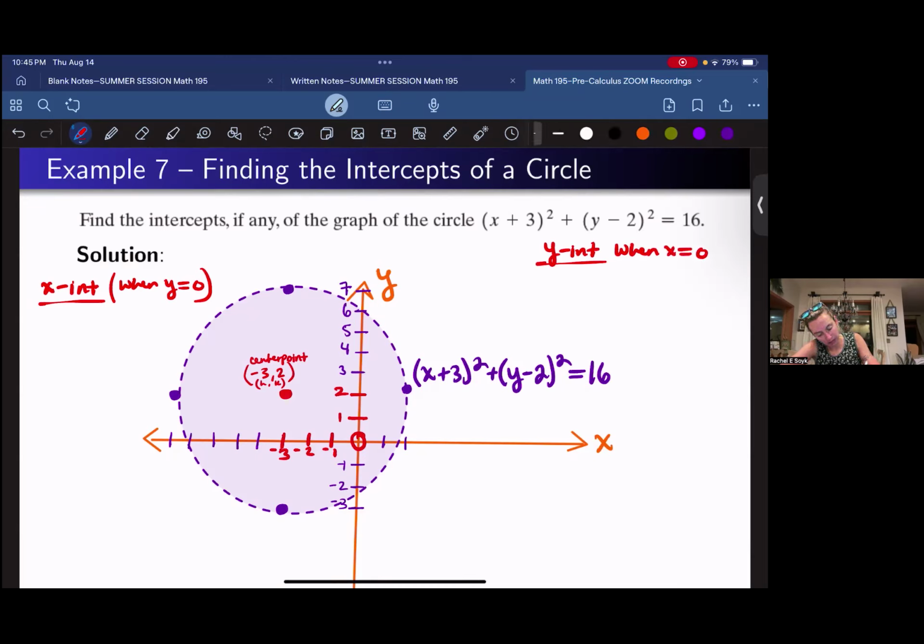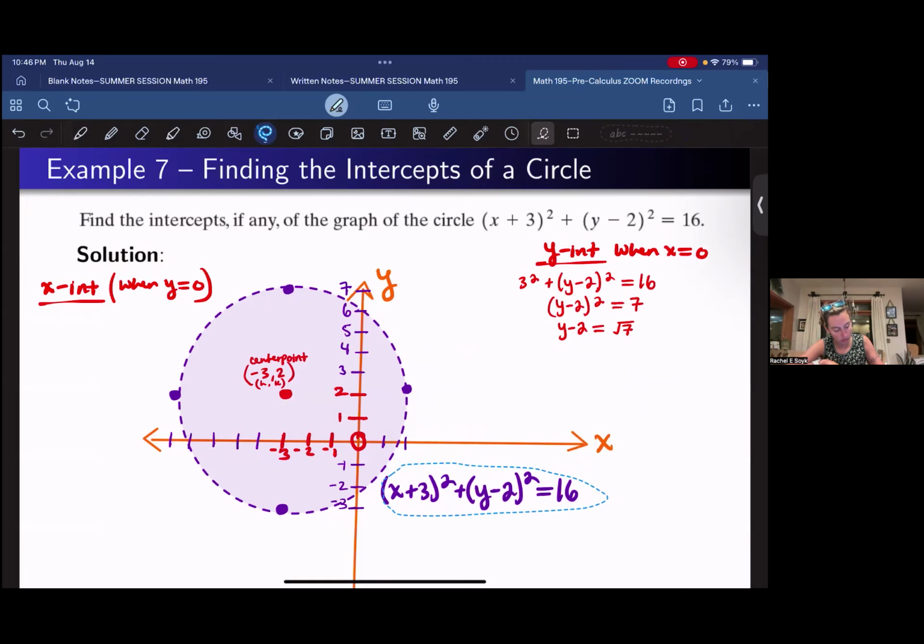So when we plug that in, we end up getting 3 squared plus y minus 2 squared is equal to 16, which is just y minus 2 squared is equal to 16 minus 9, which is 7. Take the square root of both sides and you get y minus 2 is the square root of 7, which means our y-intercept is going to be square root of 7 plus 2. I'm going to move this down here. Or we can write 2 plus square root of 7.